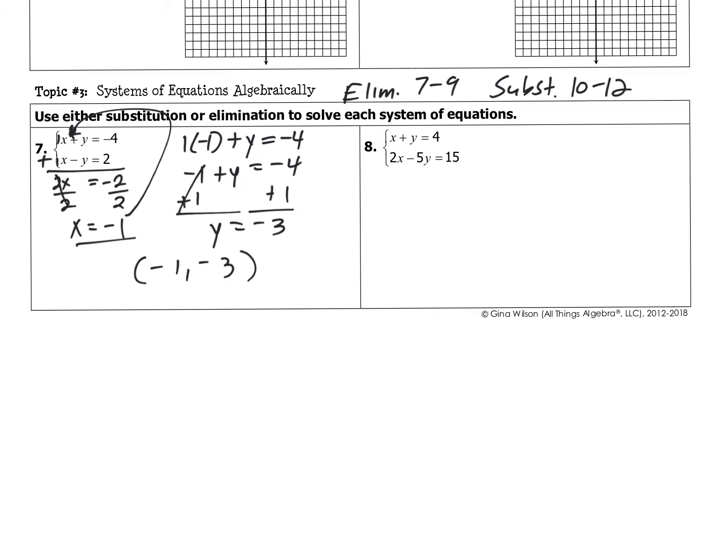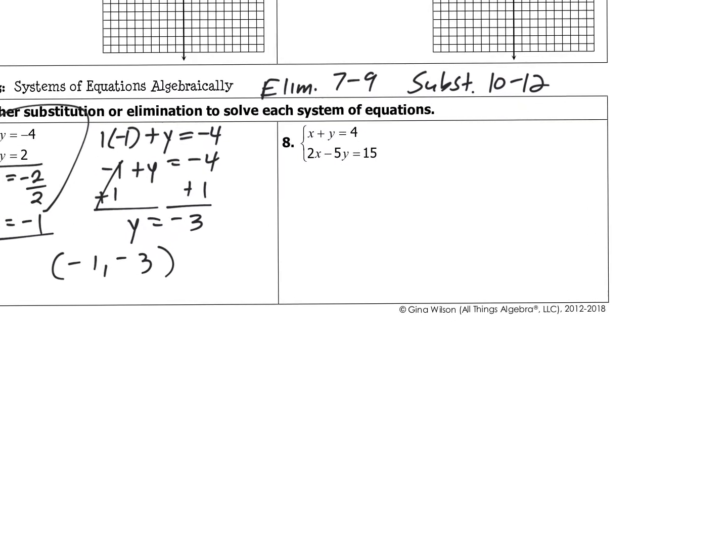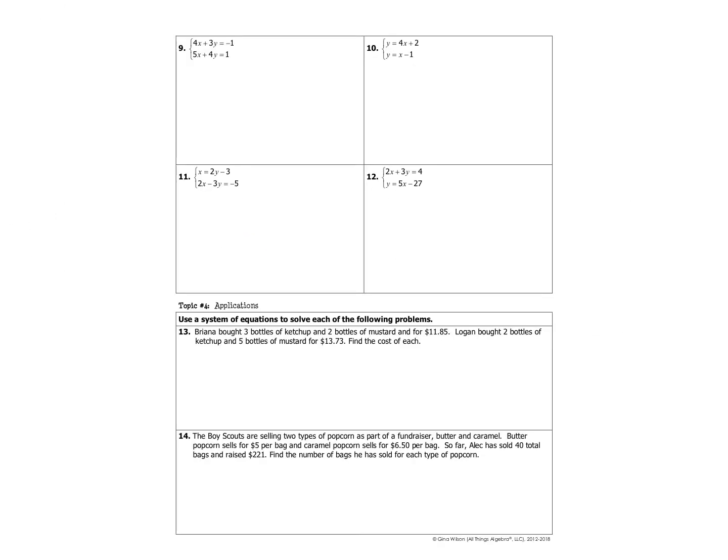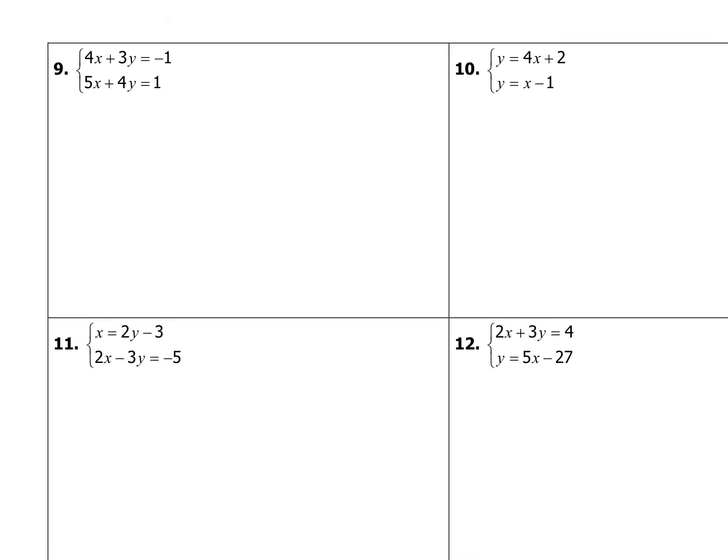All right, I'm going to leave 8 for you guys. We're going to move on to number 9. So in that first equation, when I used elimination, I didn't have to do any work. All I had to do is choose to add or subtract. But sometimes we have to multiply the equations to get one of the variables to cancel out.